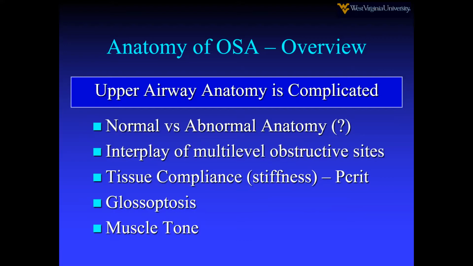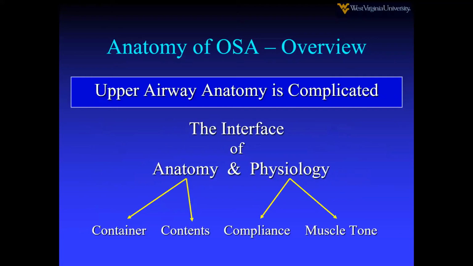Glossoptosis means the tongue falls back, and happens in adults as well as young kids. And there's the question of muscle tone, too. As the years go by, we don't have the muscle tone we did when we were in our 20s. And then we need to talk about the interface of anatomy and physiology. You have the container, the facial skeleton basically, and the contents, soft tissues that fill up that facial skeleton.